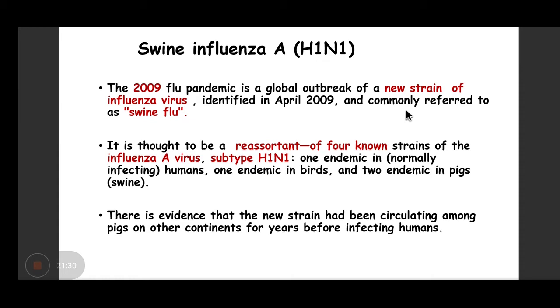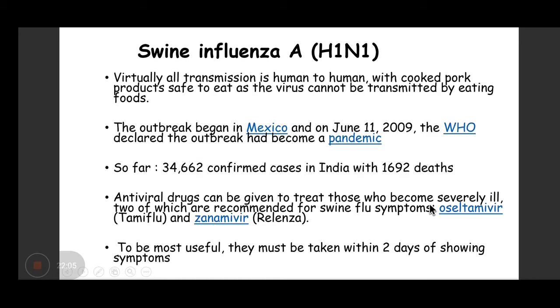It was the product of the reassortment of 4 strains of influenza A virus: one human type, one bird type, and 2 pig type, which means at some point of time there were 4 different influenza viruses in one cell. Because of the reassortment of the 4 viruses, this strain came in 2009, and it caused a pandemic and much panic around the world. So far in India also, 34,000 confirmed cases have been reported. The drug of choice is oseltamivir and zanamivir, which are neuraminidase inhibitors.